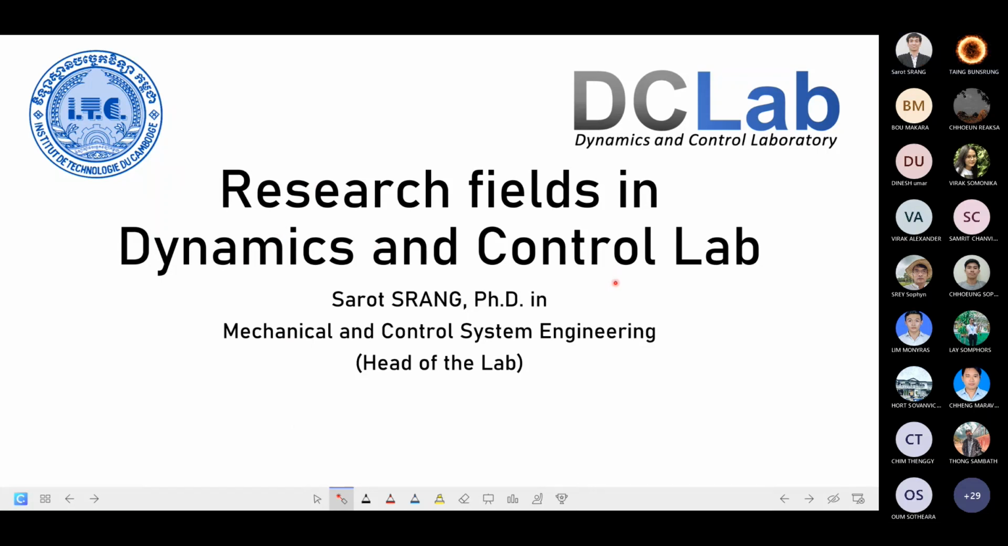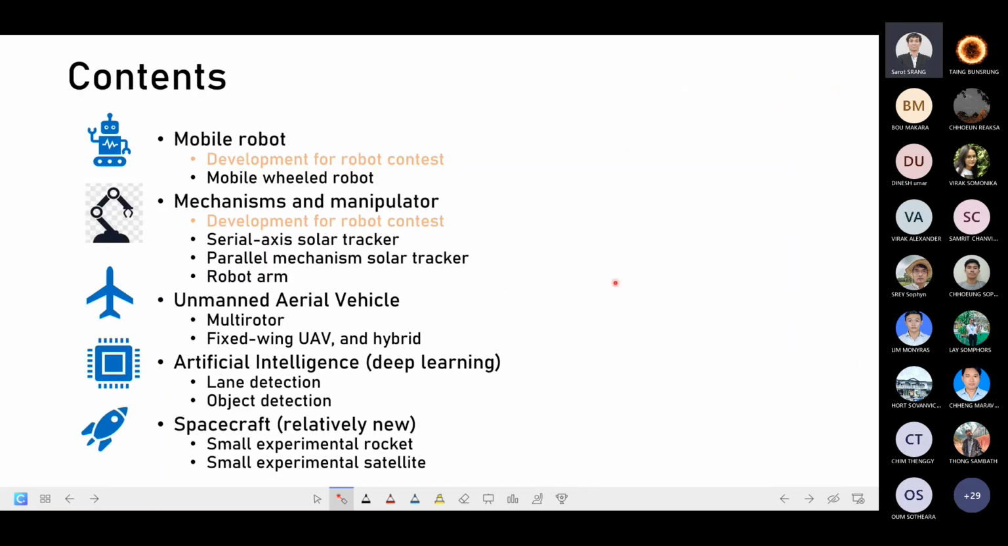Okay, so I'm going to show you some projects having been done in DC-Lab. Right now we have mobile robot development for robot contests and also for research. For mechanism and manipulator, we don't have so many projects on the robot arm itself, but we have a project on serial and parallel mechanism solar tracker.